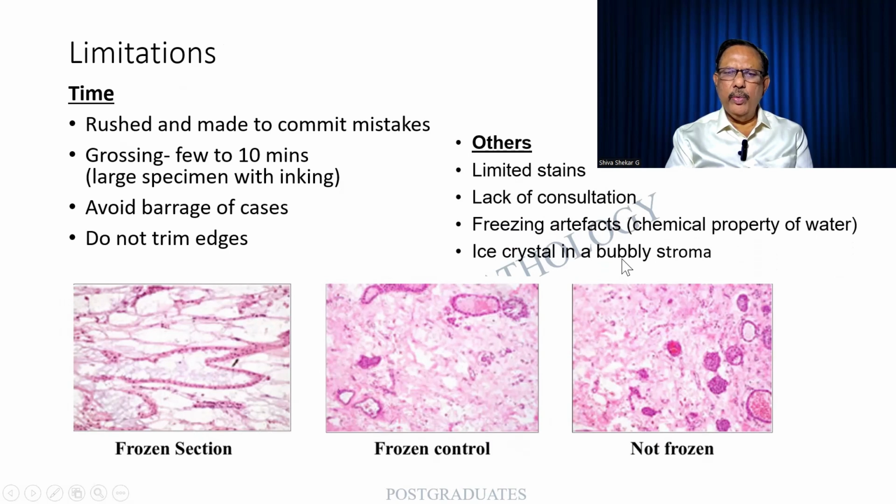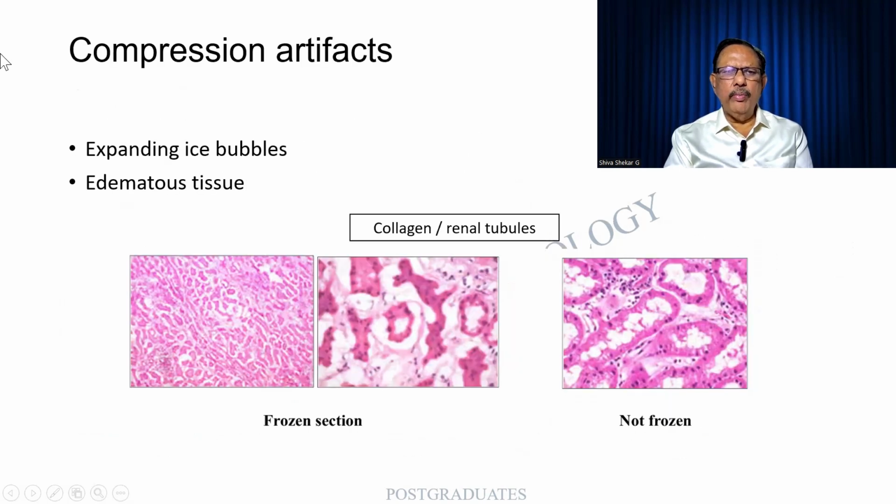Freezing artifacts to be avoided. Ice crystals can lead to a bubbly appearance. A compression artifact is also there because of the expanding bubbles or the edematous tissue. This is collagen over here, and this is the renal tubule. Look at this one, and this is not frozen. There is so much of a difference in the morphology. How can I give a report on this section?